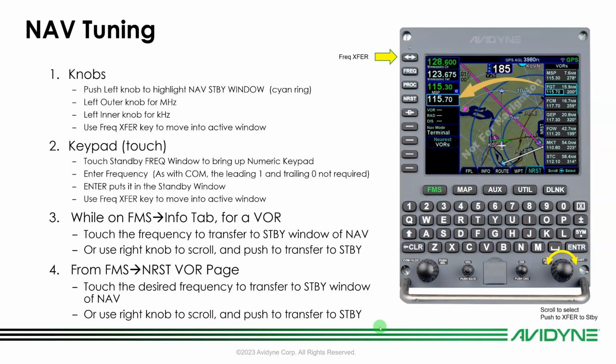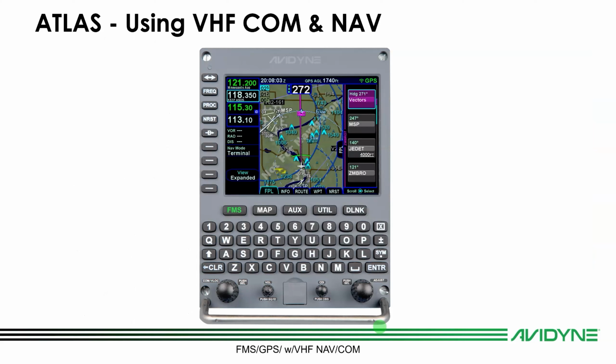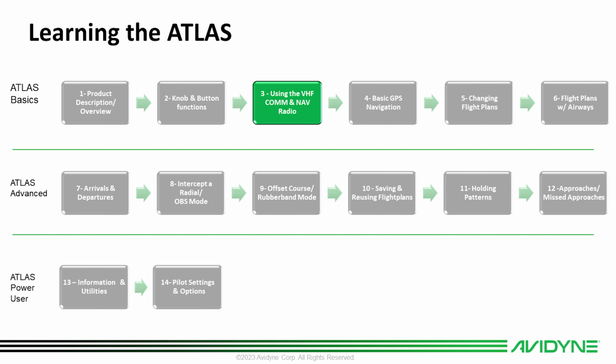It's easy to tune, very intuitive. The Atlas VHF COMM NAV is very capable and powerful. It's fully integrated with your flight management system. So that's pretty much it for using the VHF COMM NAV portion of your Atlas FMS. Next up, we'll move into basic GPS navigation.